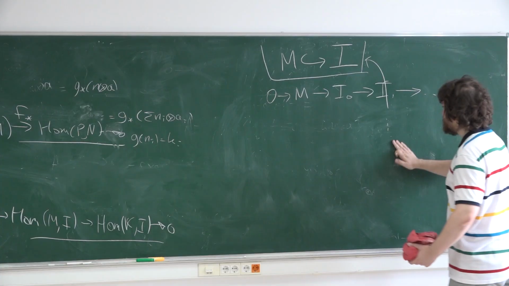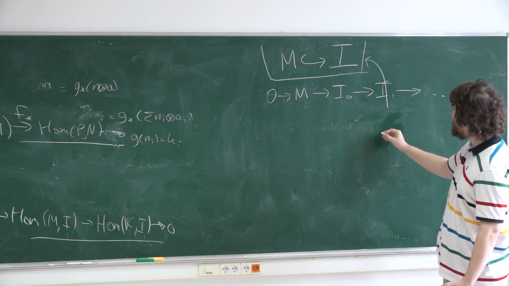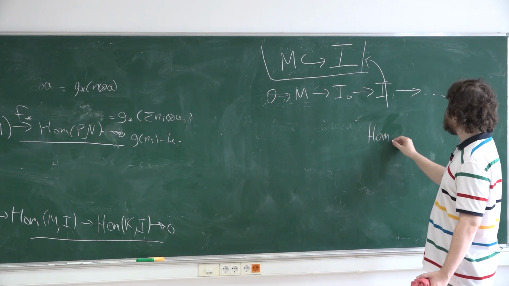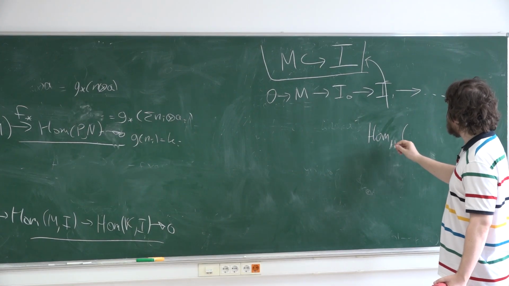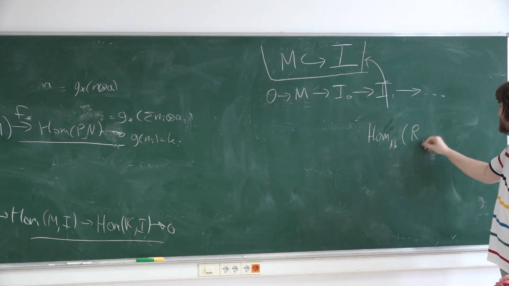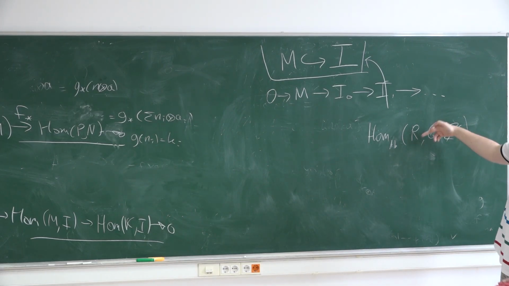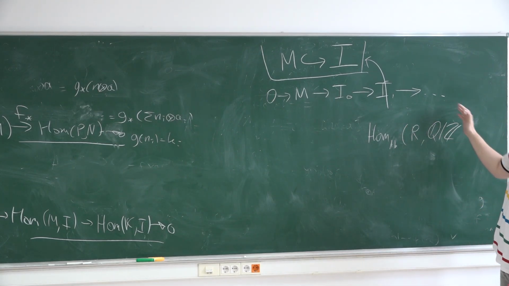But we also used something like this: if we consider Hom of abelian groups from your ring R to, for example, Q modulo Z, then this is an R-module, a right R-module. If R is left, we consider the left R-module structure, then this is a right R-module, and as a right R-module, this module is injective. But this is right R-injective.